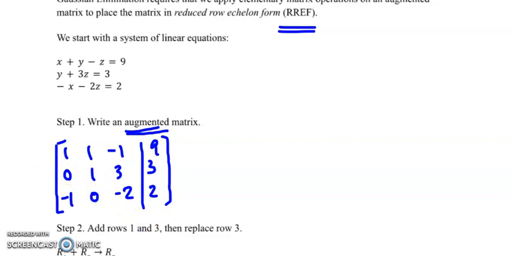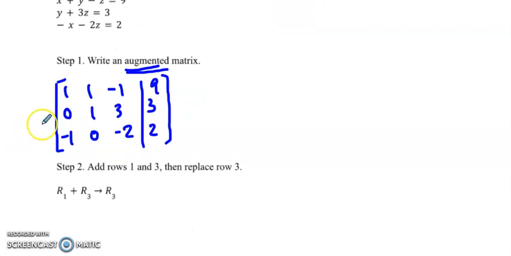Now what we want to do is get this to reduced row echelon form where we have ones along the main diagonal and zeros all the way over here to the left. So the nice thing is we already start with a 1 here, we already start with a 0 here, and we already start with a 1 here. We already have a 0 here. Looks like I really need to work on row 3.